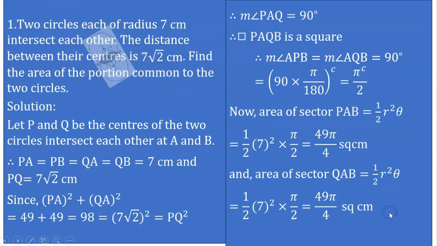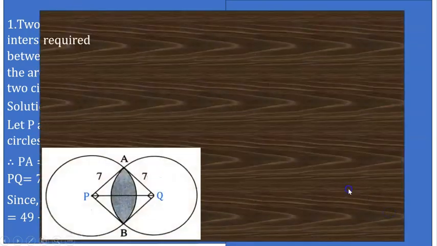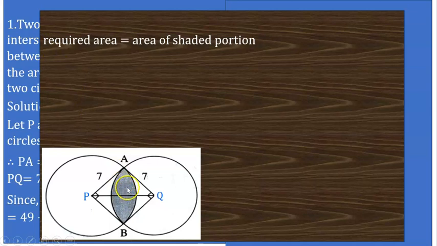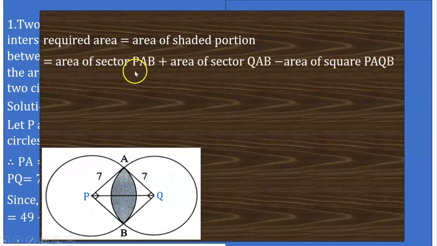Now next, the required area, that is the required shaded portion, is equals to area of the sector PAB plus area of the sector QAB minus area of the square PAQB. If we subtract the area of the square from the sum of the areas of these two sectors, then we will get the required shaded portion, the area of the required shaded portion.